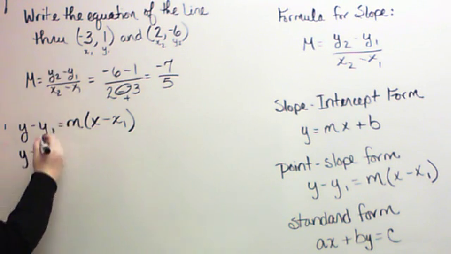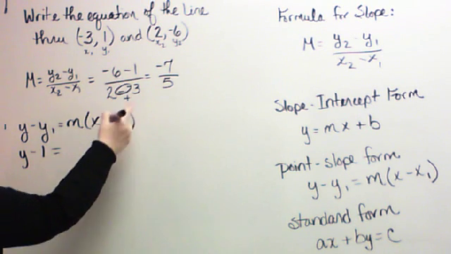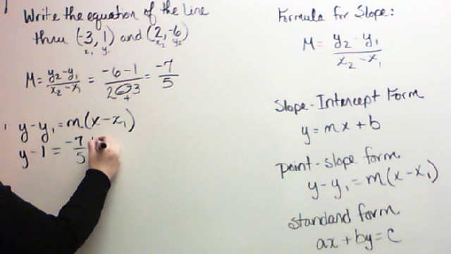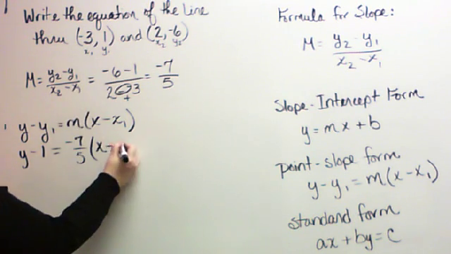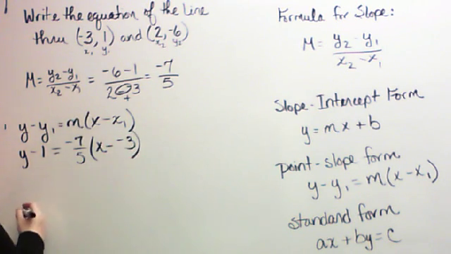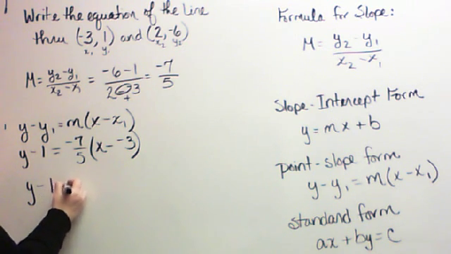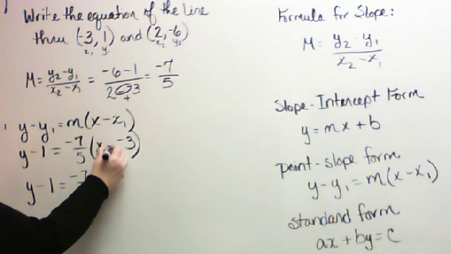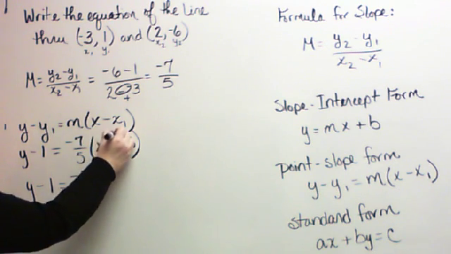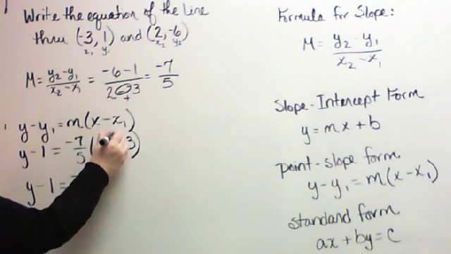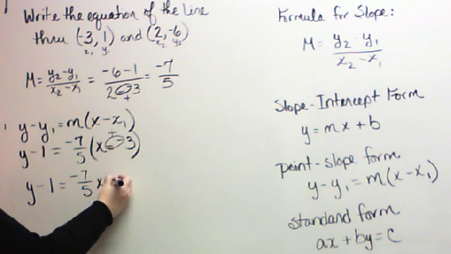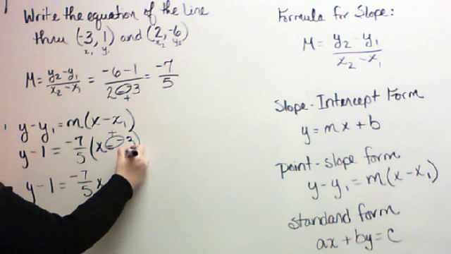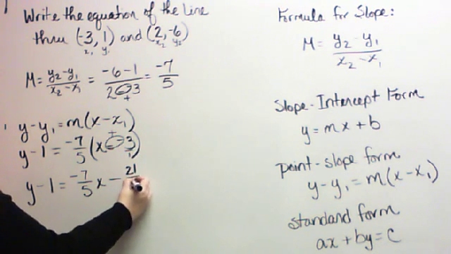we said my y1 was 1. M we said was negative 7 over 5 times x minus x1 is negative 3. So that's y minus 1 is equal to negative 7 over 5x minus negative is the same thing as plus. Negative 7 over 5 times a positive is going to make it a negative number. 7 times 3 is 21, and then 5 times 1 is 5.